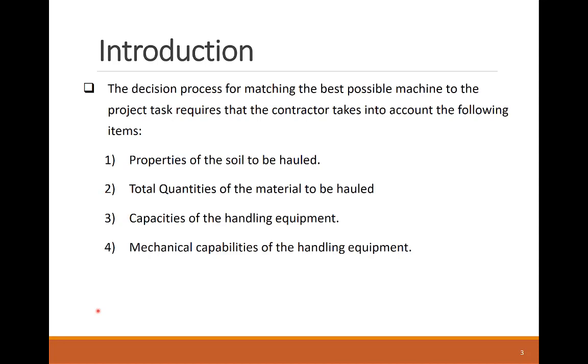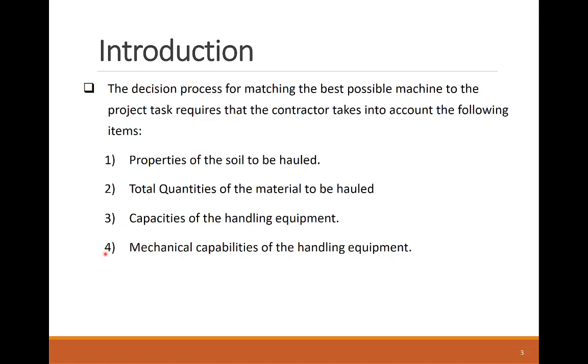To select the appropriate equipment for a haul operation, the contractor needs to consider the shown factors. The soil type and properties can affect the payload of the equipment and even limit the type of equipment that can be used. The total haul quantity and payload or capacity of each equipment determine the number and type of equipment pieces needed in a job to finish within a desired duration.